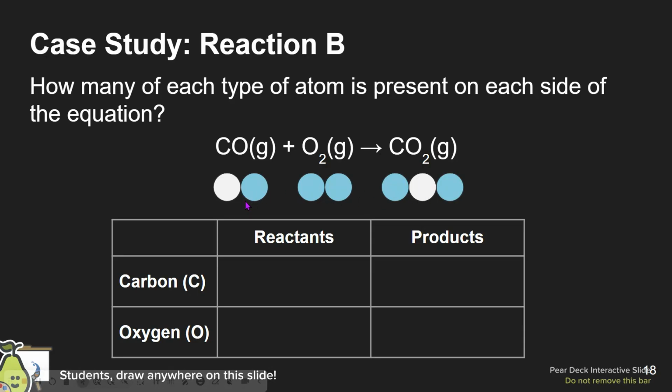Now note that carbon and oxygen are quite similar in mass, so we can draw them with the same size. So go ahead and count up the carbons on the left side, the reactant side, followed by the total number of oxygens, and then do the same on the right. Go ahead and pause the video so you can accomplish that.